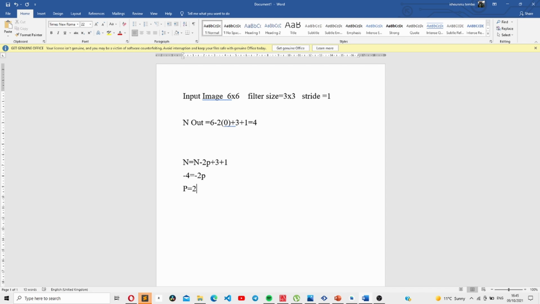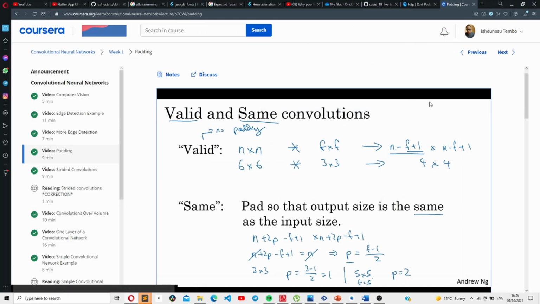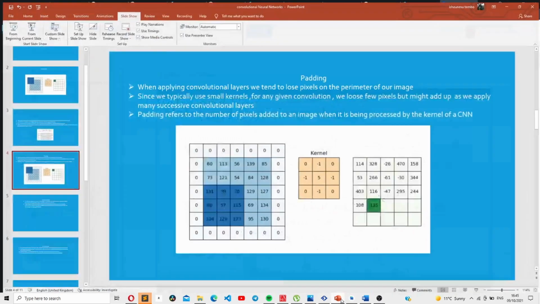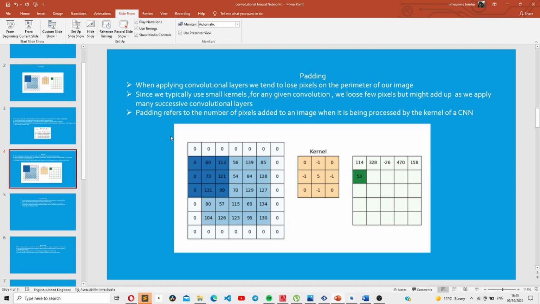So you just play around with the formula. So that's what same padding means, right? You want the output of the convolved image to be the same as the input, right?